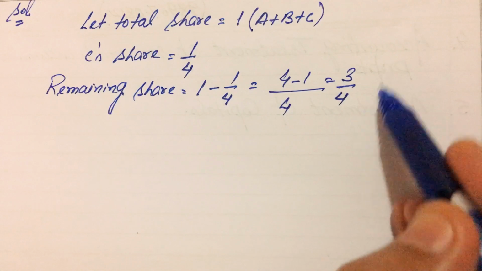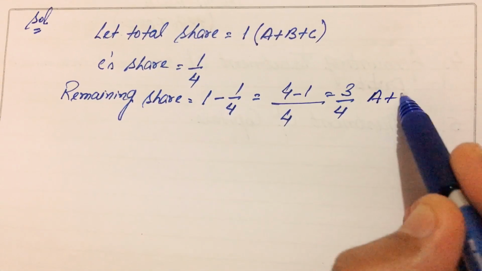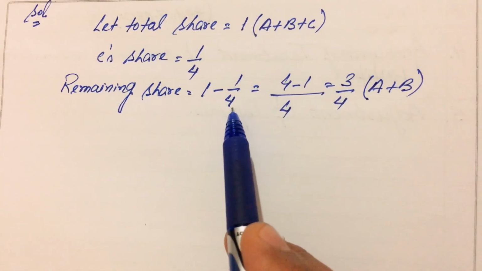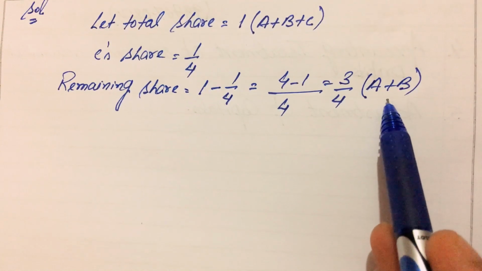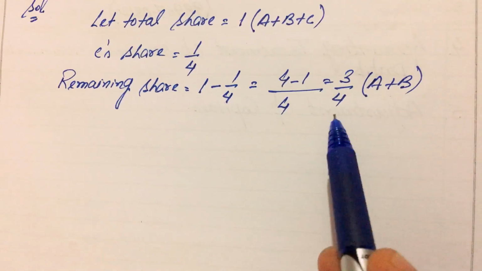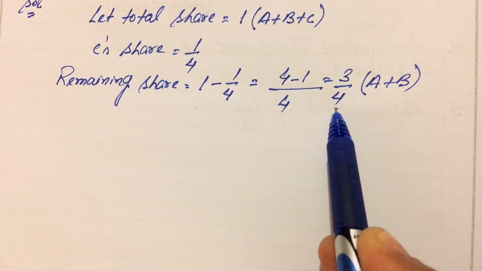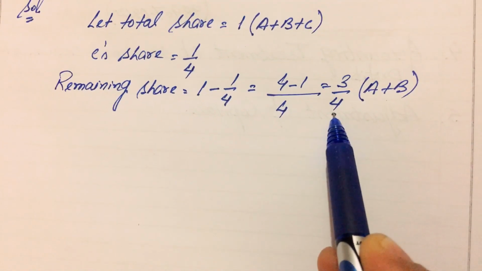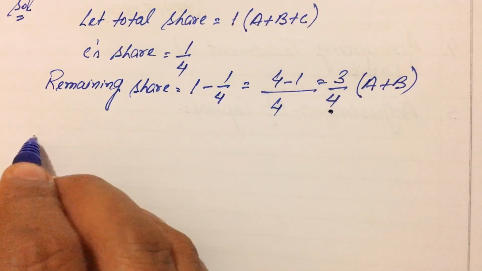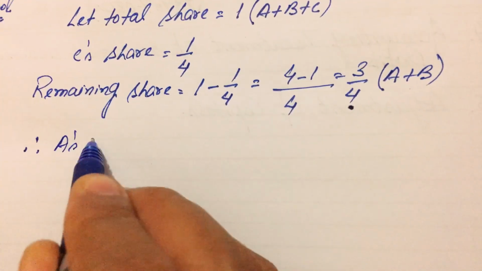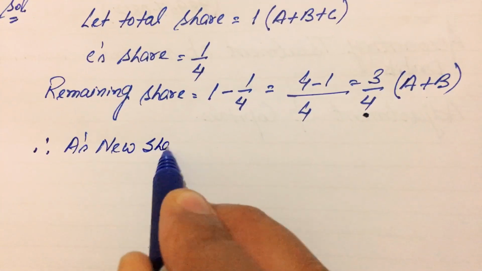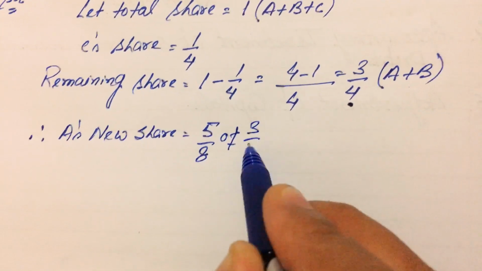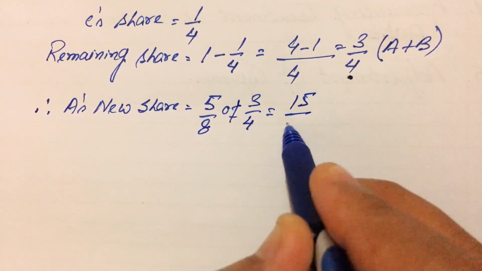Now this 3/4 remaining share is the share of A and B, because from the share of A, B and C we subtract the C share. It means the remaining share belongs to A and B. That's why this share will be distributed among A and B in their old profit sharing ratio, that is 5:3 given in the question. Therefore A's new share is 5 by 8 of 3 by 4, that is 15 by 32.